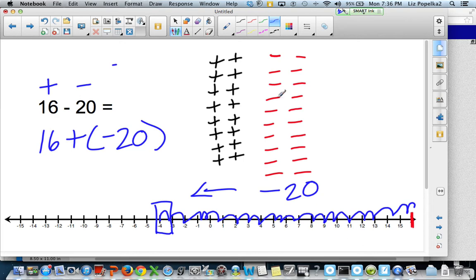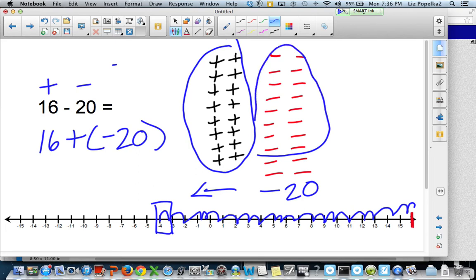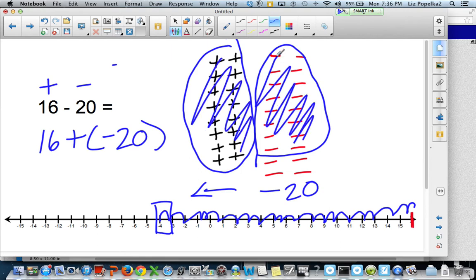So we know that when positives and negatives get together, they cancel each other out. So I've got 16 positives here. I'm going to count out 2, 4, 6, 8, 10, 12, 14, 16 negatives here. When these 16 positives and those 16 negatives get together, they're going to cancel each other out, which leaves me with 1, 2, 3, 4 negatives. So either way, the answer to 16 minus 20 is negative 4.